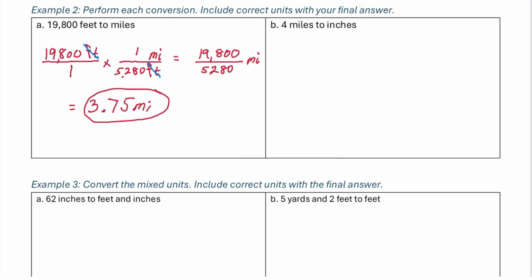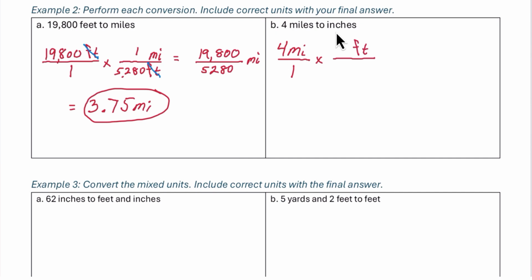In part B, we want to convert miles to inches. In this example, we may need to do more than one conversion. We're going to start with 4 miles. Again, if you want to, we can put that over a 1 to help us make that look like a fraction. And now we're going to multiply by a funny looking 1. We want to eventually end up with inches, but we don't have a quick, easy conversion to jump from miles to inches. But we do have a conversion to go from miles to feet. So let's do that first.